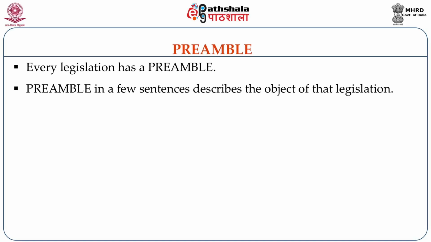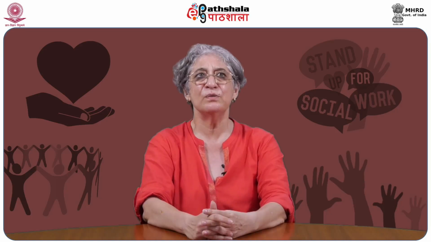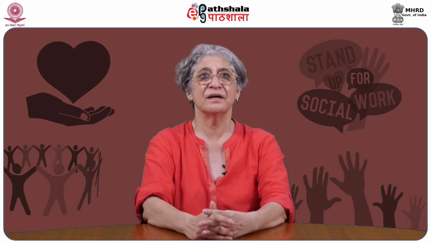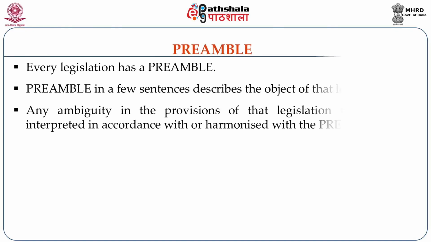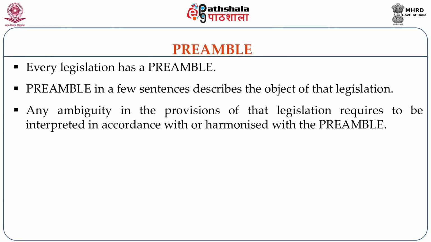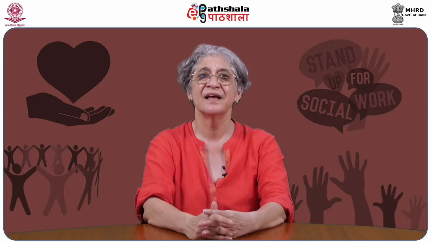At this stage, we must recall that the preamble was written soon after the freedom struggle, after a very long revolutionary struggle. An ambiguity in the provisions of that legislation requires to be interpreted in accordance with or harmonized with the preamble. What this means is that if there is a word or a provision in a legislation which has two interpretations, the correct interpretation is the one in accordance with the preamble.